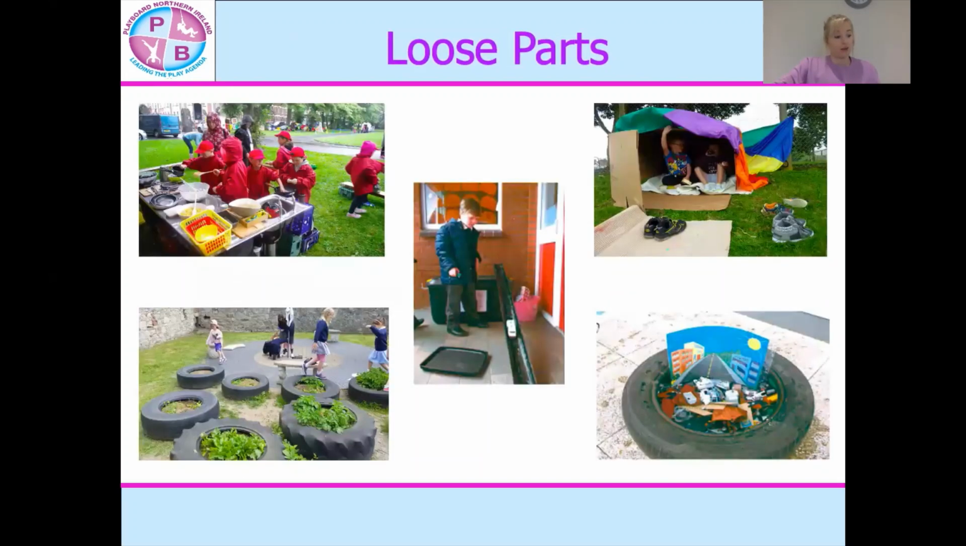And here's just some examples of loose parts. You can see there's guttering used in the middle there for car ramps. There's some mud kitchens going on. You've got tires used as planters, but also as storage for Small World. You've then got my old favourite, the cardboard box, being used as a den with a parachute over it. How fun would that be if you were a child?